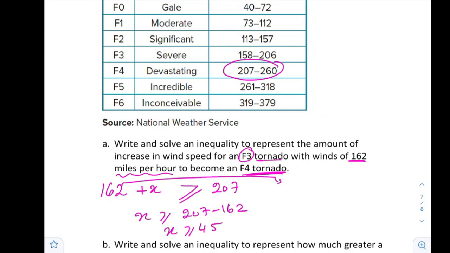That means the solution. We can write the solution, by the way, as a solution set: x such that x is more than or equal to 45, which means the wind speed would have to increase at least 45 miles per hour for an F3 tornado with winds of 162 miles per hour to become an F4 tornado.